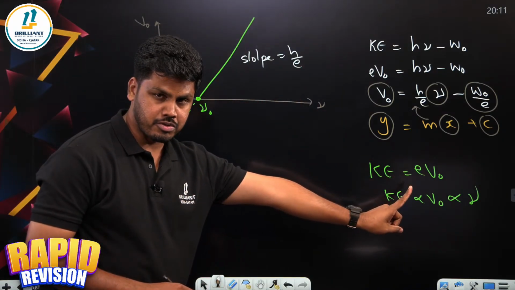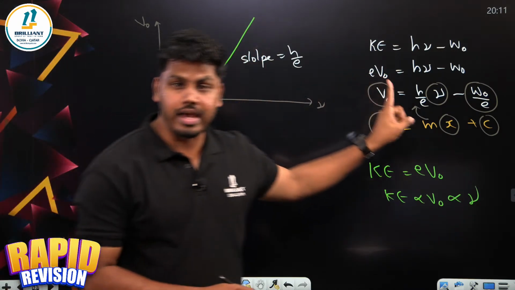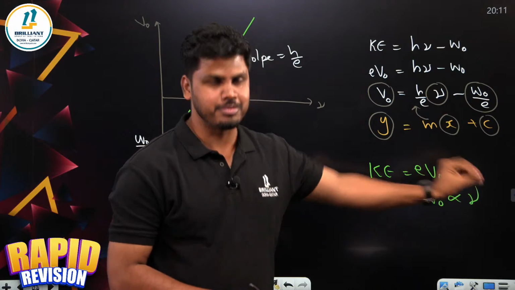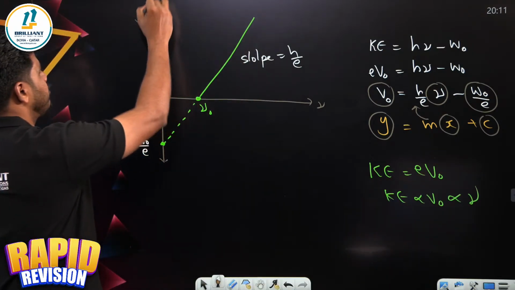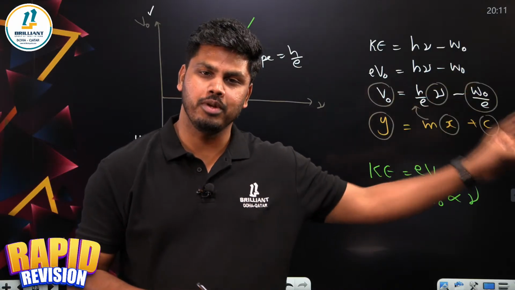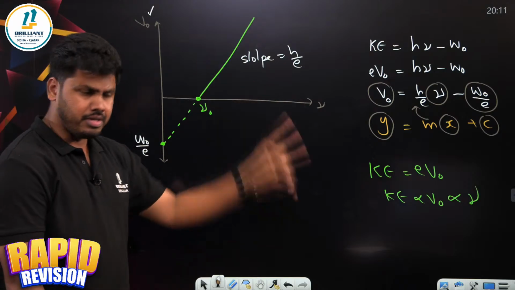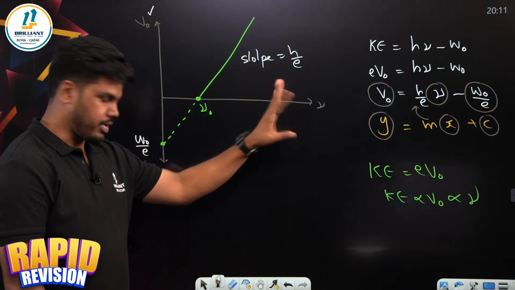If you get one more question, what is the slope of the graph? It can be either h by E or h, right? Because the graph looks similar. Check which value is given along the y-axis. If it is kinetic energy, the slope will be h, and if it is V naught, then h by E is the slope. Okay, so be careful.